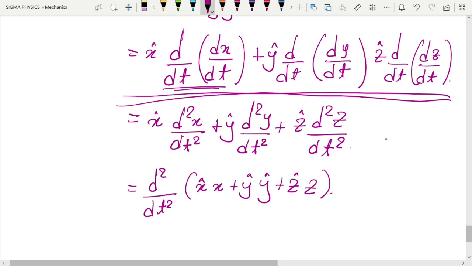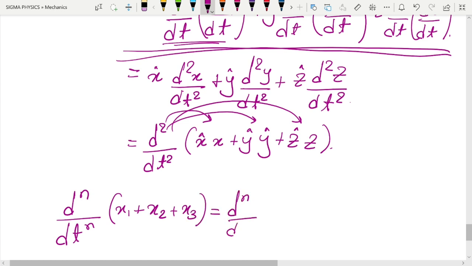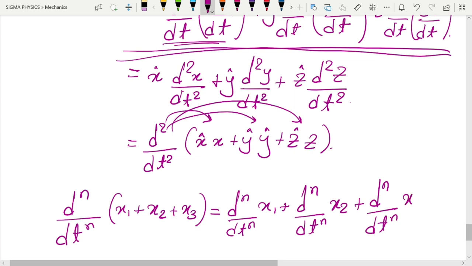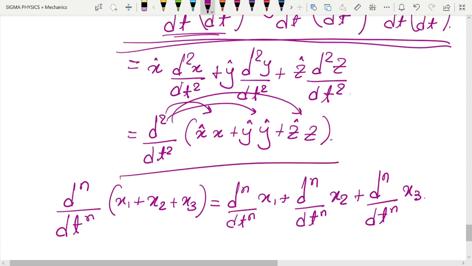it could be anything, but it follows the same rule, which is that it goes into each and every term, right? What I mean is that d to the power n upon dt to the power n, where n is 1, 2, 3, 4, anything, of, let's say, x1 plus x2 plus x3 is just equal to d to the power n upon dt to the power n x1 plus d to the power n upon dt to the power n x2 plus d to the power n upon dt to the power n x3, right? So I can write it in this manner now, right?